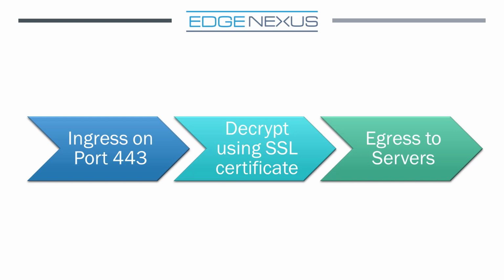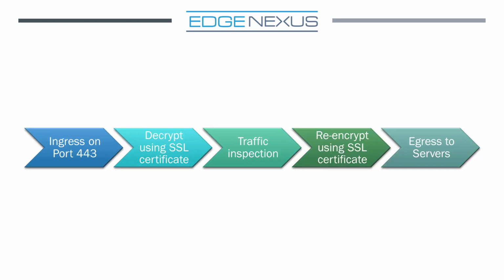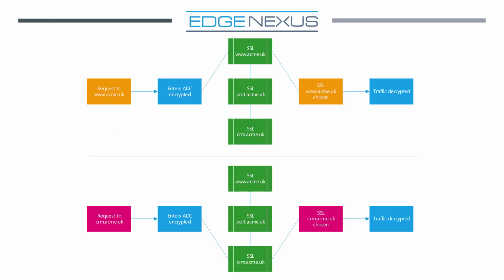SSL Offload is when encrypted data enters the ADC through the VIP in encrypted form and is decrypted using the correct SSL certificate before sending to the real servers in unencrypted format. SSL Re-encryption is when encrypted data enters the ADC, is decrypted, perhaps for traffic inspection, and then re-encrypted before sending onto the real servers. SNI, Server Name Indication, allows you to specify multiple SSL certificates for the virtual service. The EdgeADC will then select the correct certificate to use, depending on the host name used in the request.